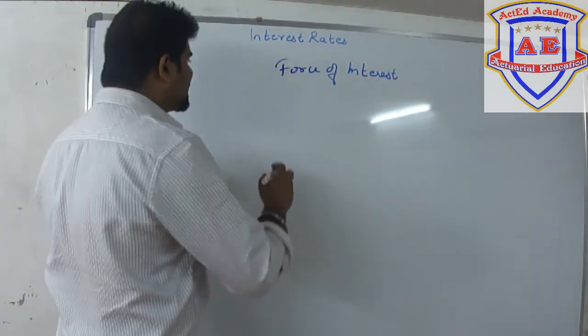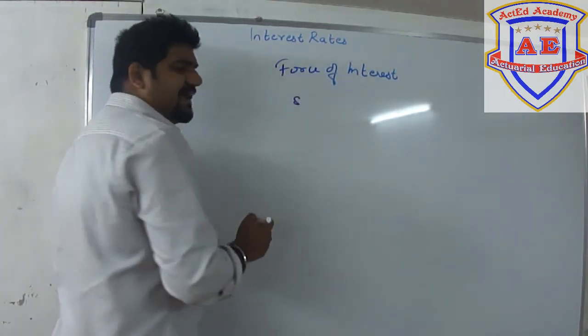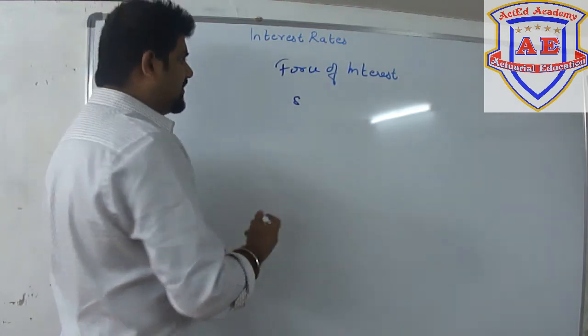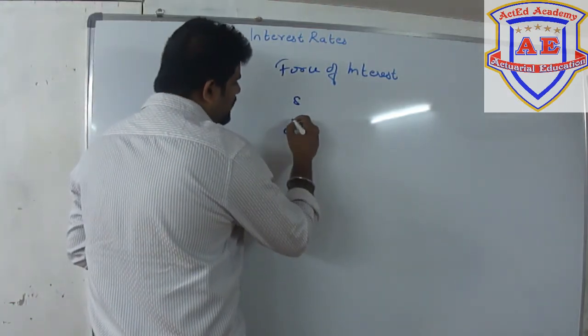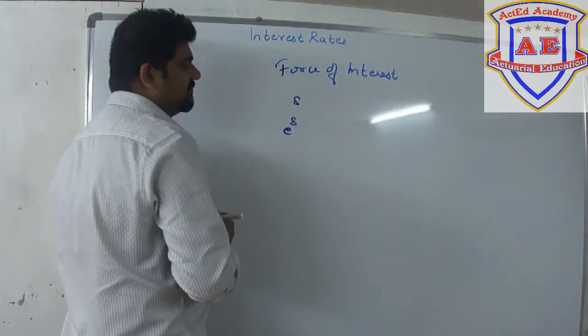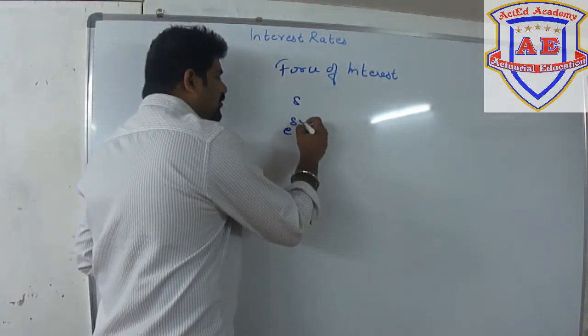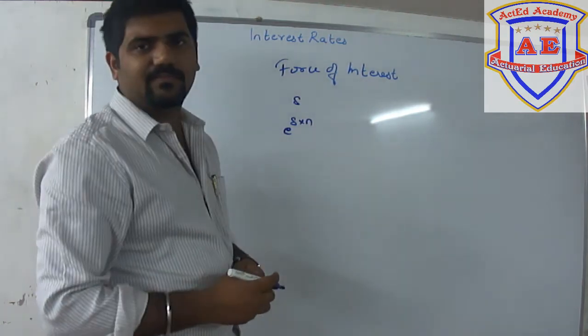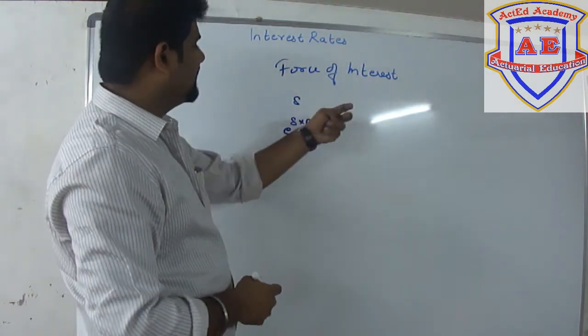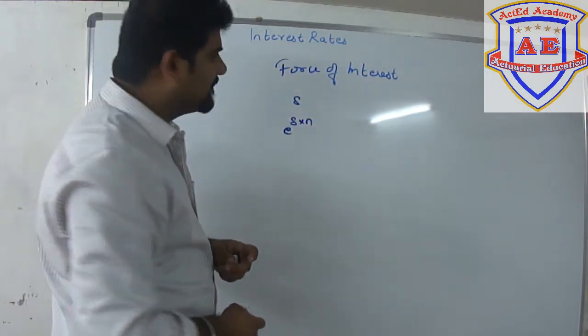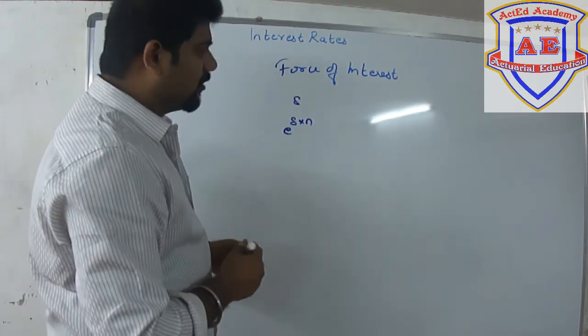Your force of interest is represented by delta, and the accumulation factor is given as e to the power delta. Now for n number of years, all you need to do is multiply the power with n. So for 5 years you use e to the power delta into n. I hope it's clear.